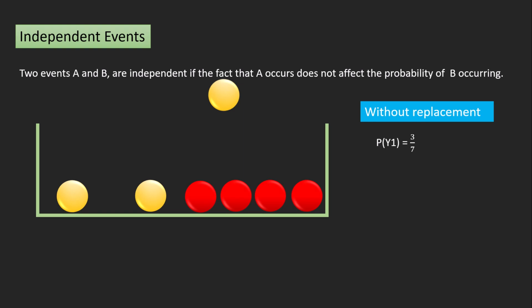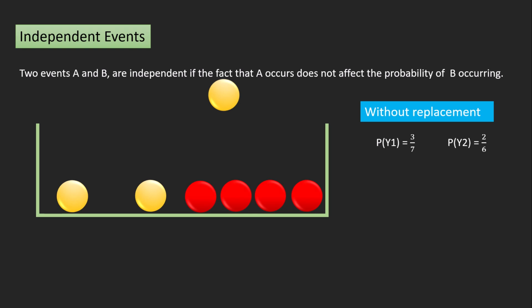Moving on to the second attempt, the probability of having a yellow ball depends on whether the ball we picked on the first attempt was yellow or red. If the ball we picked on the first attempt was yellow and left outside of the box, there would now be 2 yellow balls and 4 red balls left in the box. Therefore, the probability of having a yellow ball on the second attempt would be 2/6, as there are now only 6 balls left in the box.